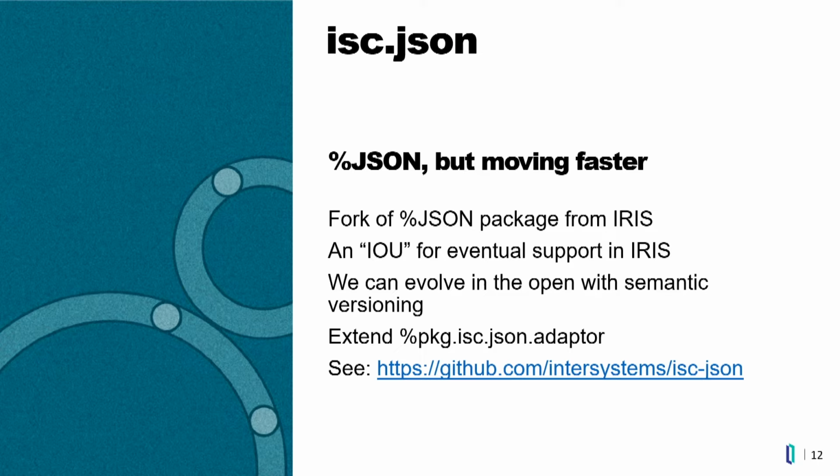So instead of extending %json.adapter, you would extend %pkg.isc.json.adapter. And I'll note that when you install these packages that have those % classes, it sets up mappings to your current namespace's default routine database. So we're not throwing things in IrisLib, because that would be bad. And it's probably read-only and should be read-only.